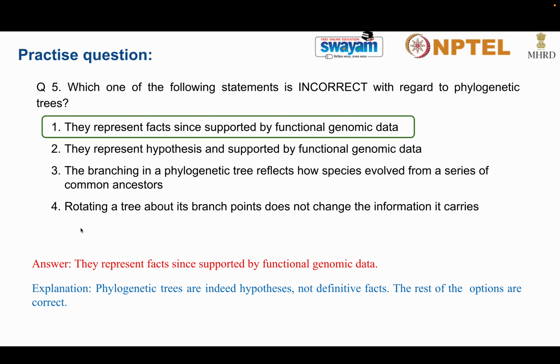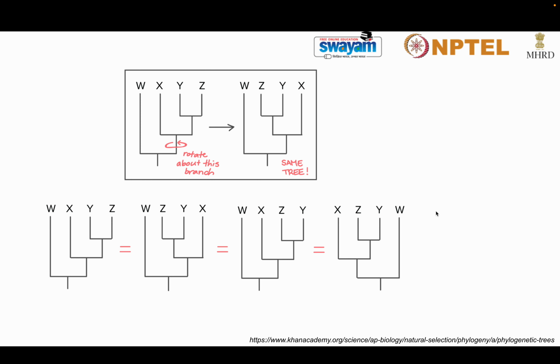So in this, if you see the fourth option, which is saying rotating a tree about its branch point does not change the information. So I'm giving you the idea of how it works. For example, if you rotate this tree about this particular branch, it will appear like this now. This Z will shift to this position, but still the information it is giving will be the same, which means that Z and Y are more closely related, then these two are closely related to X, and then all of them are related to W. So in this way, it still gives the same information.